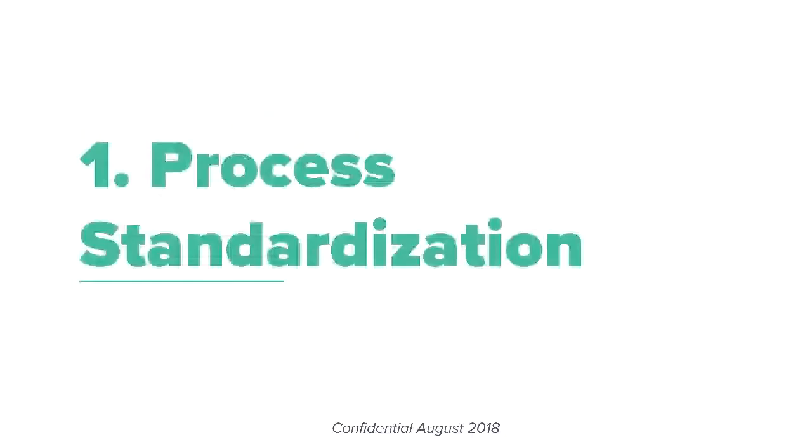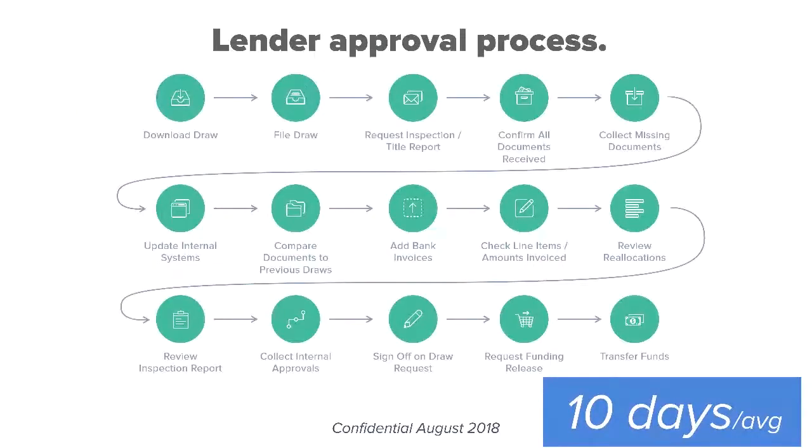Process standardization. What we see when working with lenders is that each lender has a set of steps that most administrators take when the draw comes in. So they'll get the draw, they'll download it, sometimes they'll print it out, request that inspection report, confirm they have all the documents they need, collect missing documents from the borrower, internal systems, and so on and so forth.